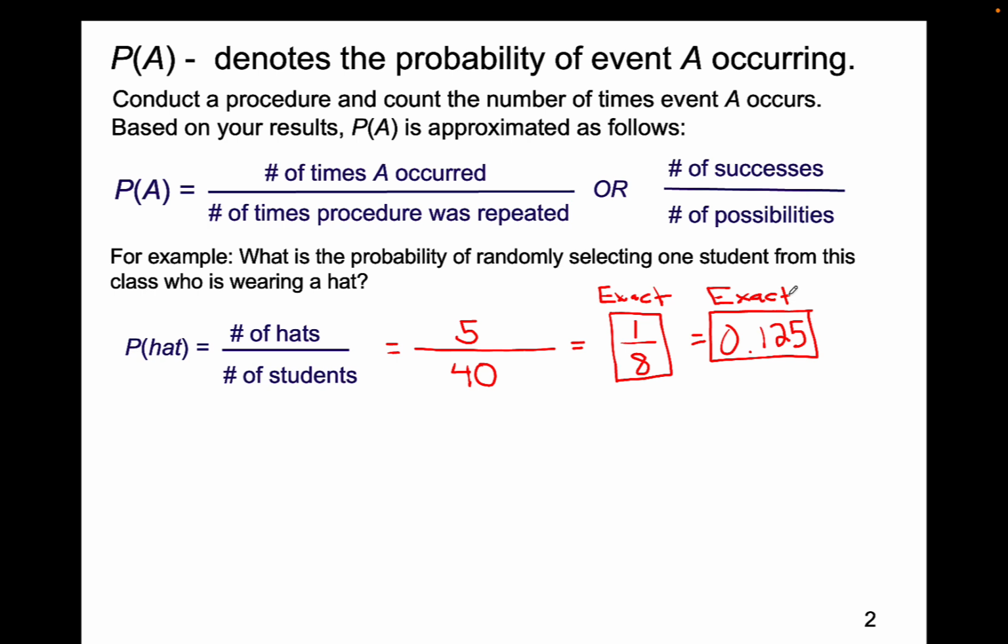Now, if you check your directions carefully and they say, please approximate to the nearest, let's say, 2 decimal places, then we would take that and change it to 1.3. Okay, so this one right here is an approximate answer.